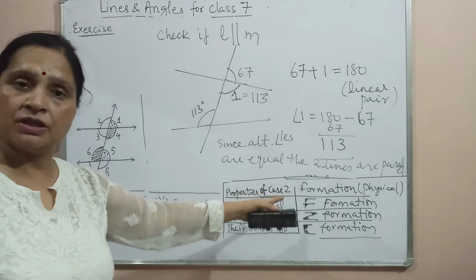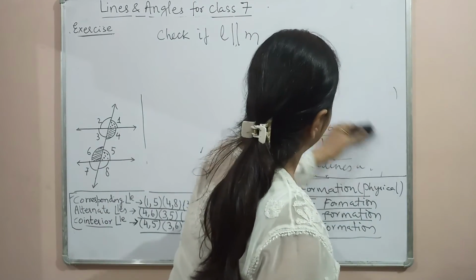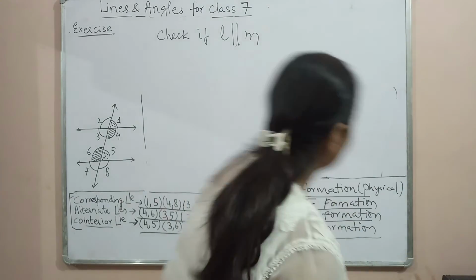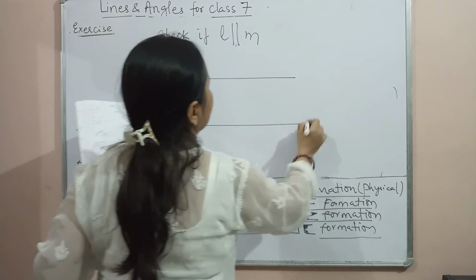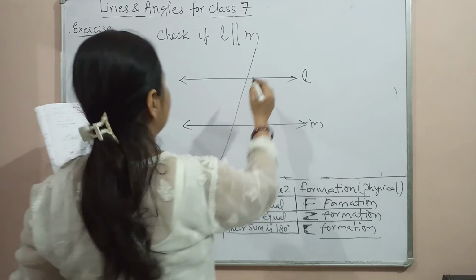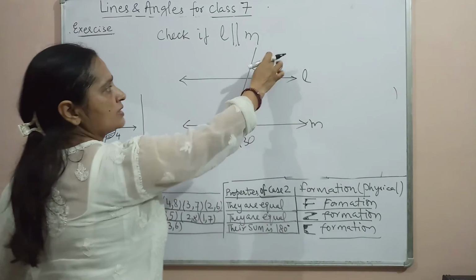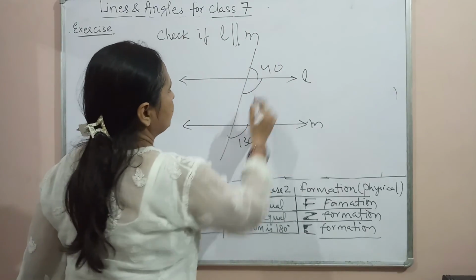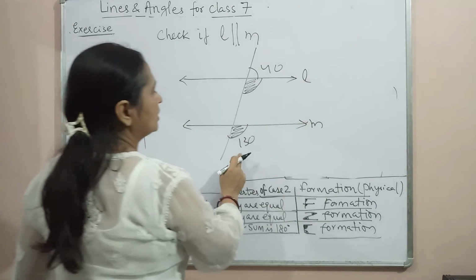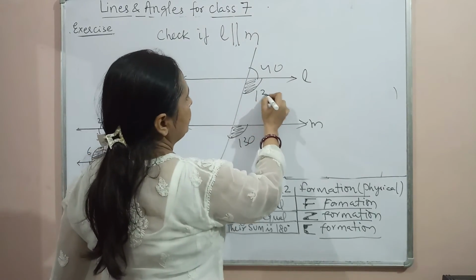Now this is to be written in this way. Now this is a line L and M and this is cut by a transversal. This is 40 degrees and this is 130 degree. Look, there is no direct connection between this and this, but there is a direct connection between this and this. Alright, now if this is 130 and if we assume that these two are parallel lines, then this should also be 130.